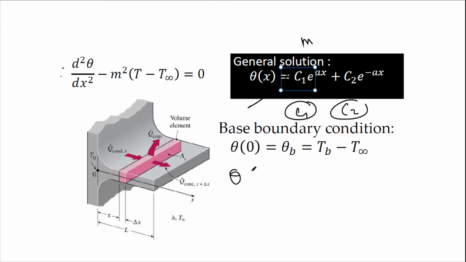So theta naught, or theta 0, represents the base of the fin. Theta at the base is your T base, the fixed temperature of your base, minus your ambient temperature. For example, let's say your base temperature is 80 degrees C, and your ambient temperature surrounding the fin is 25 degrees C. So your theta 0 is 80 minus 25.